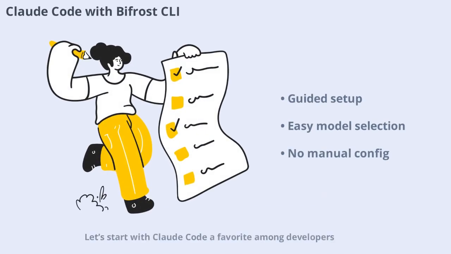Let's start with Claude Code, a favorite among developers. With Bifrost CLI, you don't need to worry about manual configuration. Simply launch the CLI, select Claude Code as your harness, pick your model, and adjust session settings all from the interactive terminal. This guided flow makes it easy to get started and switch models or settings as needed.